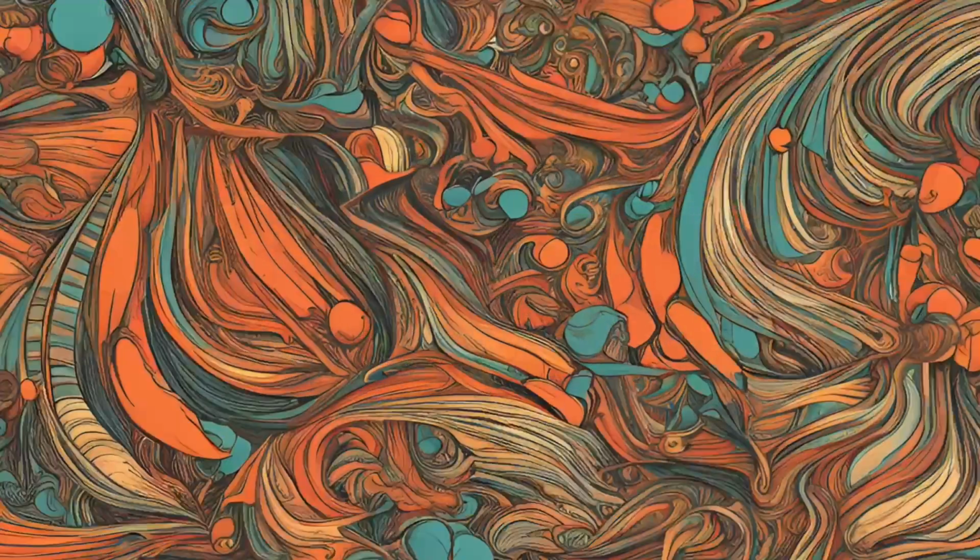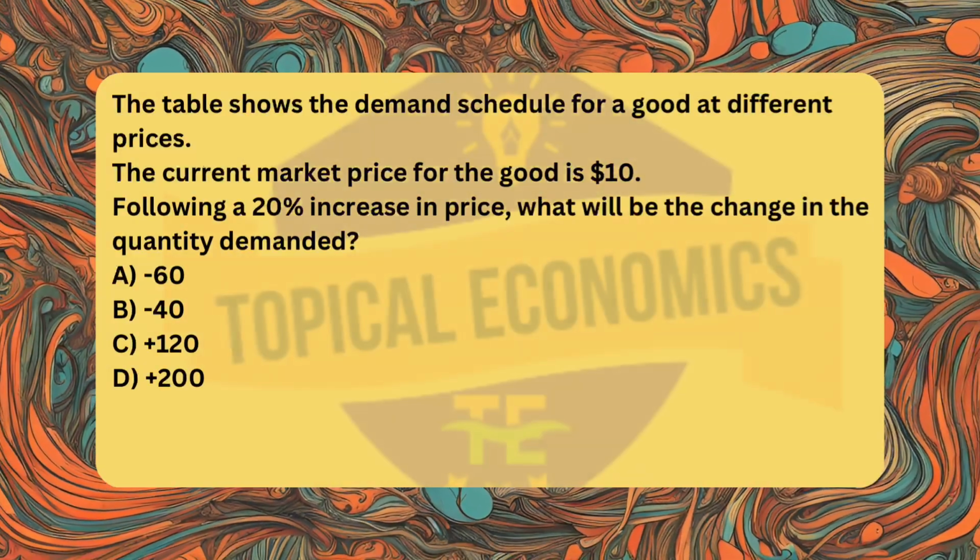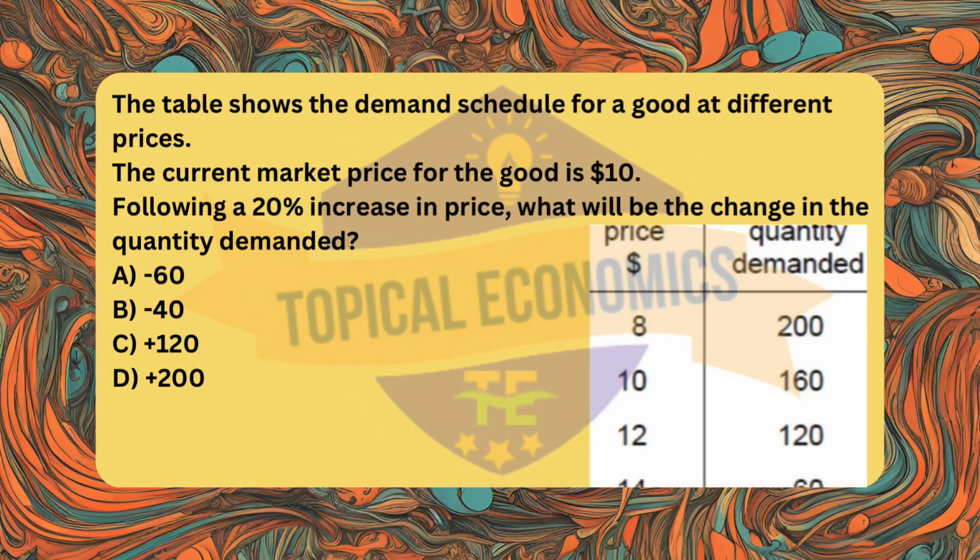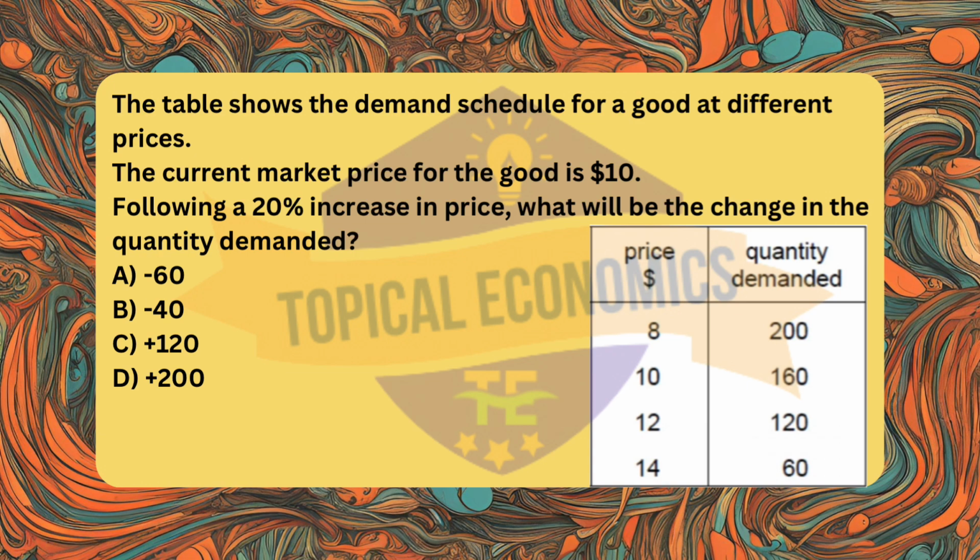Moving to question 8. The table shows the demand schedule for a good at different prices. The current market price for the good is $10. Following a 20% increase in price, what will be the change in the quantity demanded? A. Minus 60. B. Minus 40. C. Plus 120. D. Plus 200. This question is from year 2019 May-June version 1. The correct answer for this question is option B.